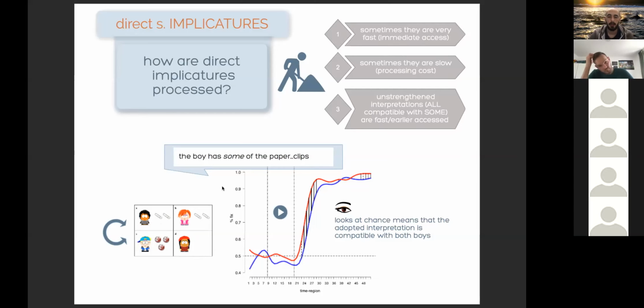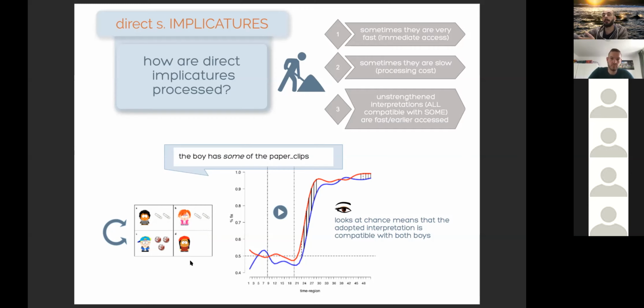The cook uttered a sentence like, "The boy has some of the paper clips." The idea is that we use this compound noun to have a prolonged time in which there were two possible references for this description. Here there is a boy with some, but not all, of the paper clips. And here is the boy with some, in fact all, of the paperweights.